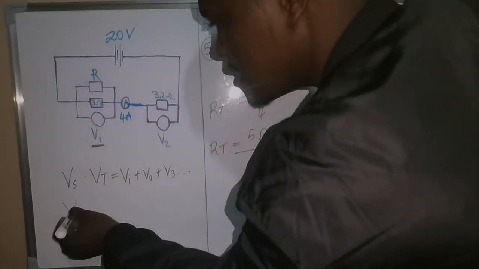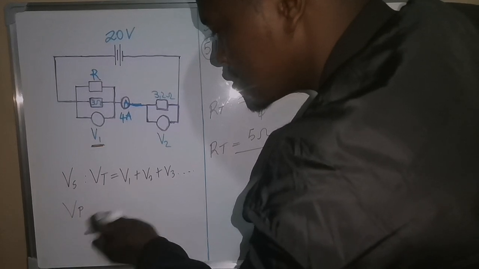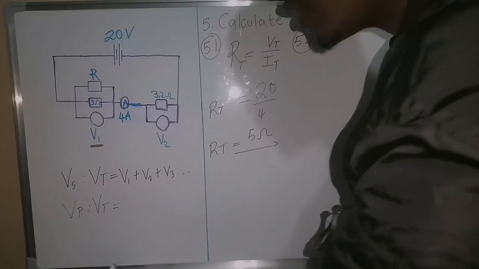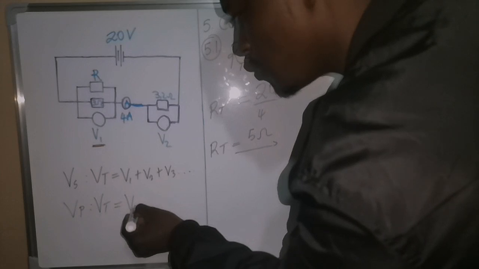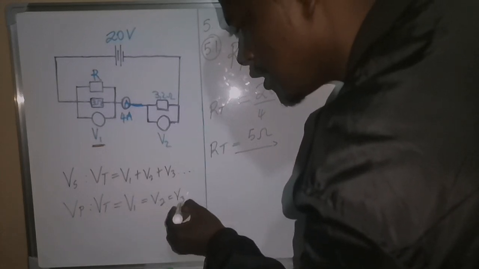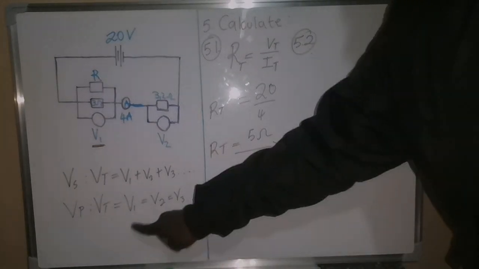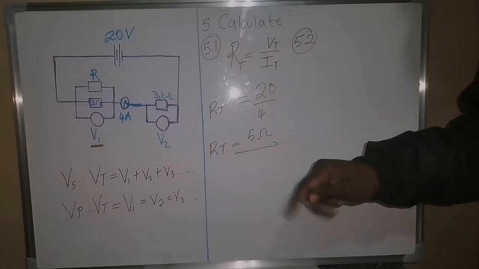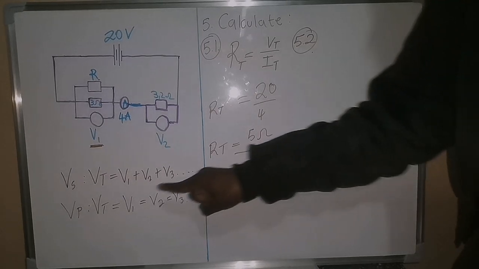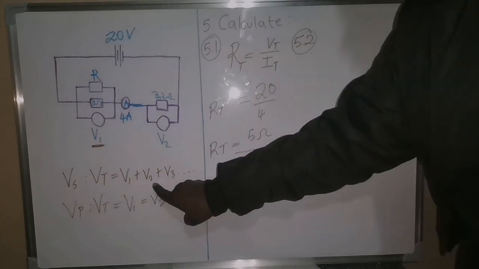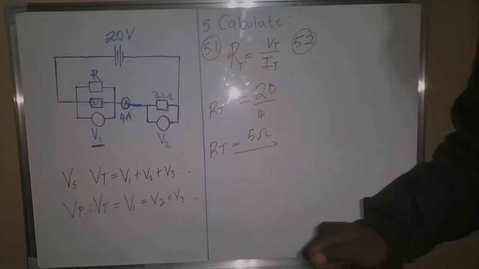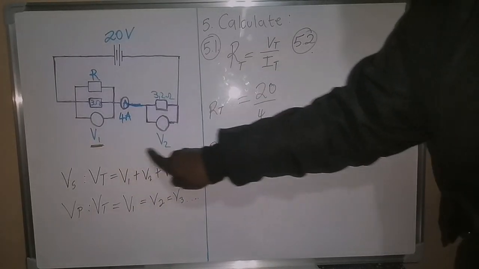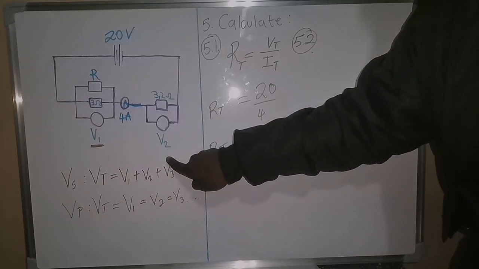Voltage in a parallel connection is different from that of series, because in parallel, V1 equals V2 equals V3 and so on. All of them, together with the total voltage, are equal. But in series, the voltages are only equal to the total when you add all the voltages across the resistors. So now, in this case, you need to know if these voltages are connected in series or in parallel to one another or to this one.